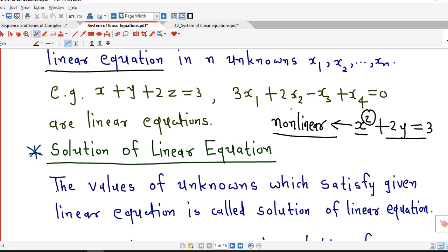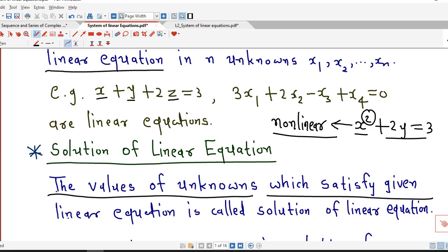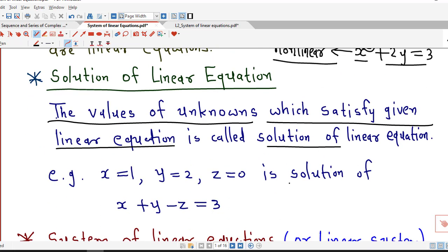Then we see what is the meaning of solution of a linear equation. So the values of variables or unknowns in the system which satisfy the given equation are called a solution of the linear equation. The values of unknowns which satisfy the given linear equation are called a solution of the linear equation.